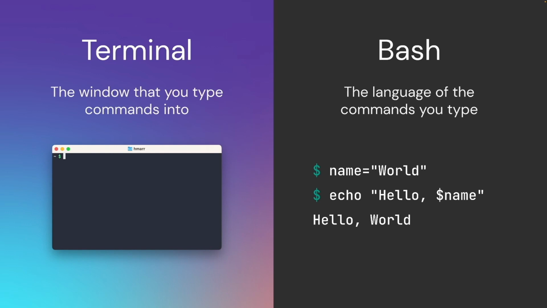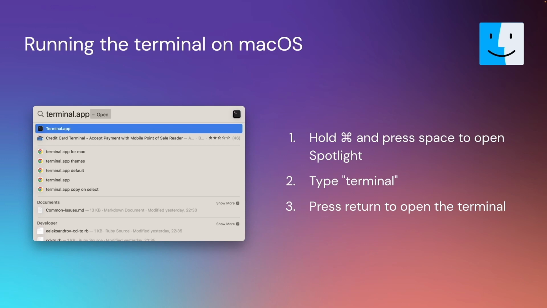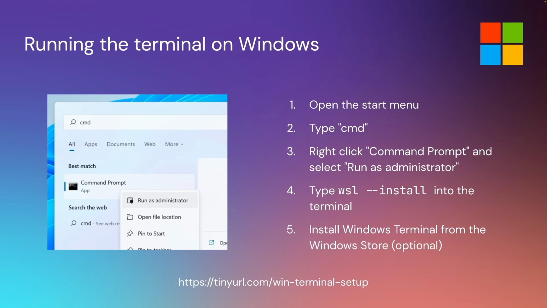To start out, we need to figure out how to open up the terminal on our computers. On the Mac, it's really simple. There's a program called Spotlight built into every Mac: you hold command and hit space, this little window will pop up, you type terminal, and you press return, and everything will just work out of the box. On Windows, it's a little more complicated.